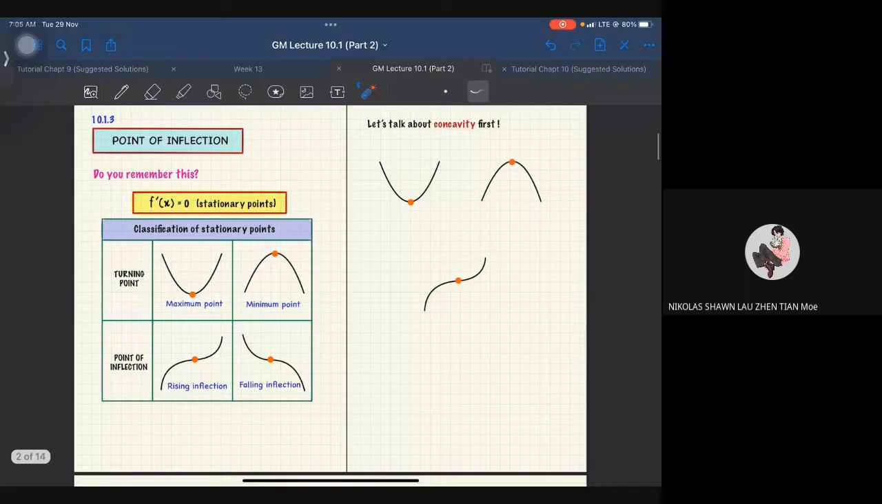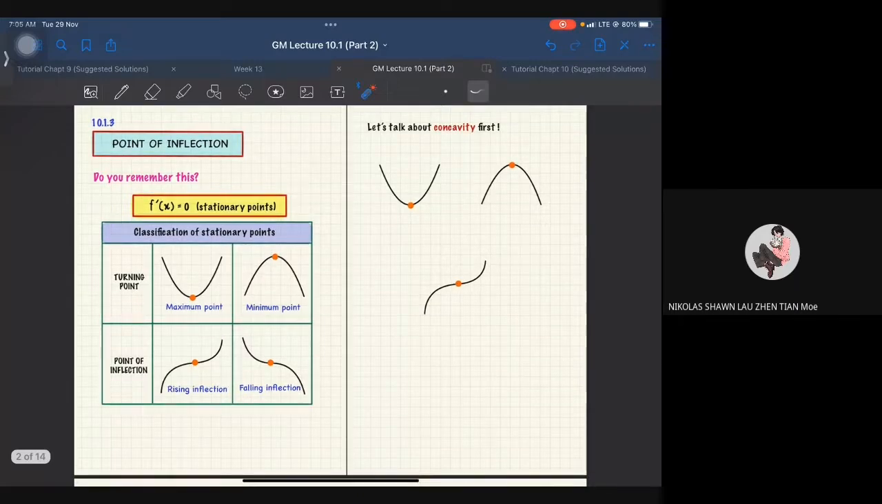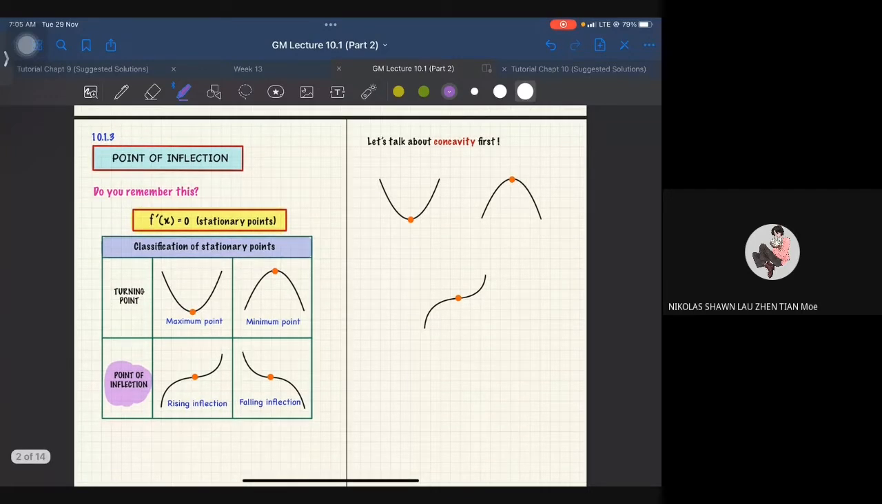Okay, so kita nak fokus hanya pada part point of inflection sahaja. Let's just focus on this part only, point of inflection, sebab kita nak belajar pasal point of inflection sekarang ni. Pecahan point of inflection ni dia ada beberapa pecahan lah. Before I can teach you about point of inflection, let us talk about concavity first.